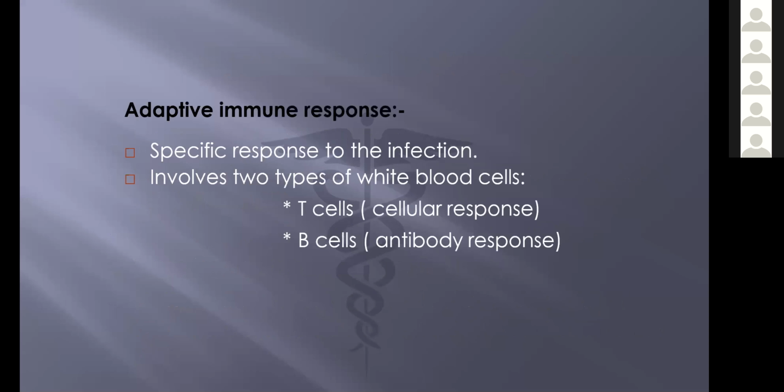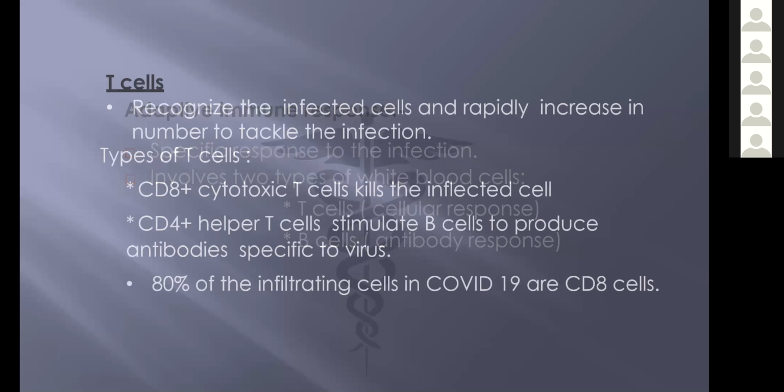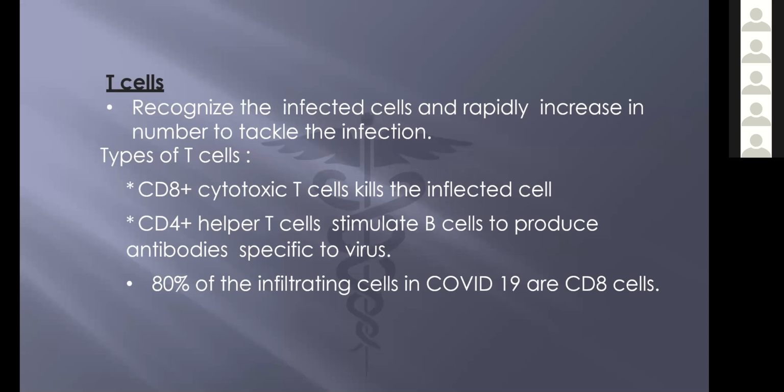The adaptive immune response is a specific response to the infection. It involves two types of cells: T cells, which provide the cellular response, and B cells, which provide the antibody response. Now, about the T cells, there are two types: CD8 plus cytotoxic T cells and CD4 plus helper T cells. These cytotoxic T cells, as we all know, kill the infected cells, and helper cells stimulate the B cells to produce antibodies which are specific to the virus. In SARS-CoV-2, 80% of the infiltrating cells are CD8 plus cytotoxic T cells.